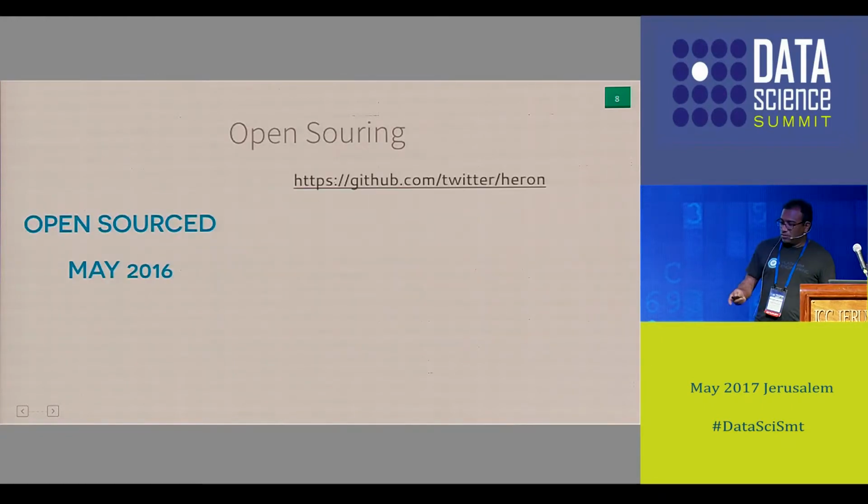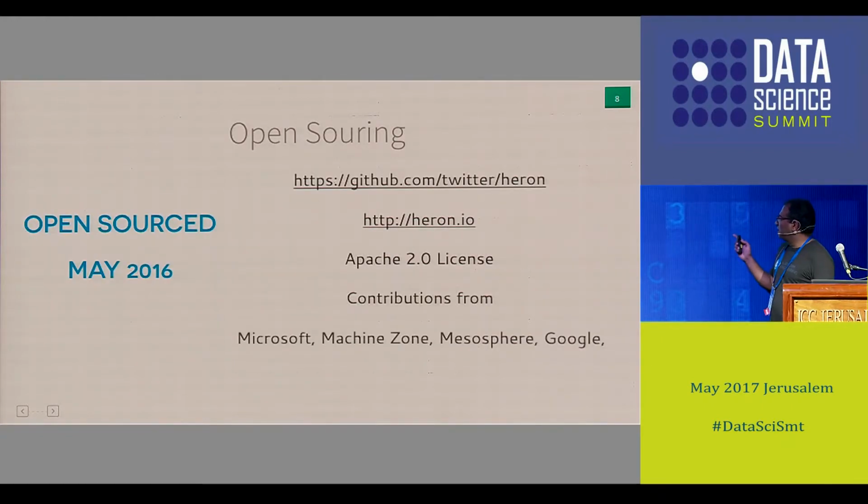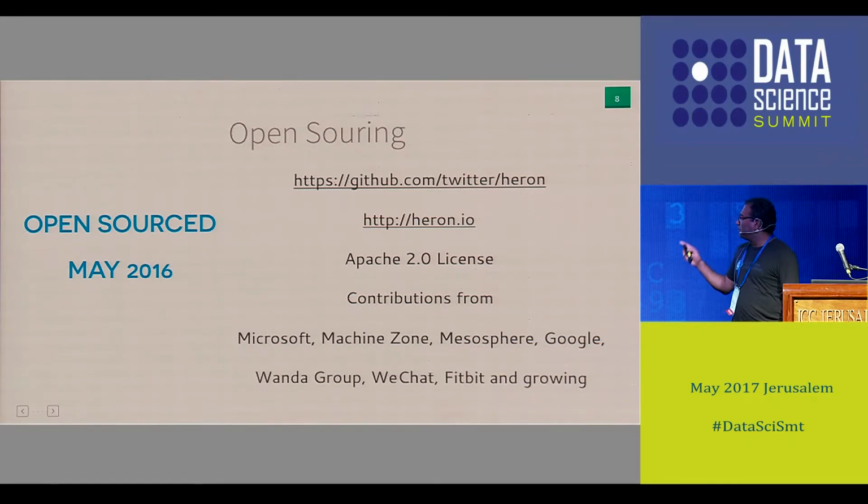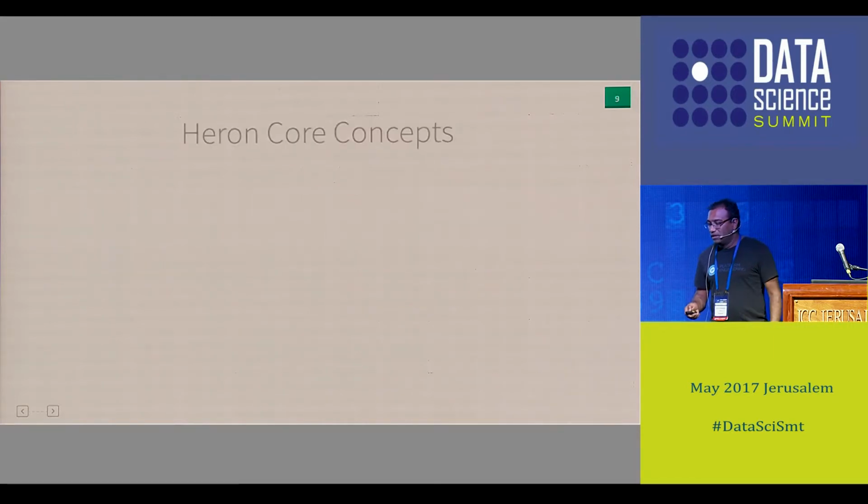Heron was open sourced in May 2016 under the Apache 2.0 license, with a lot of contributions from Microsoft, Google, Mesosphere, Wanda Group, WeChat, the Chinese equivalent of Twitter, and Fitbit. A lot of people have started trying Heron out, and more and more of a community is growing around it.